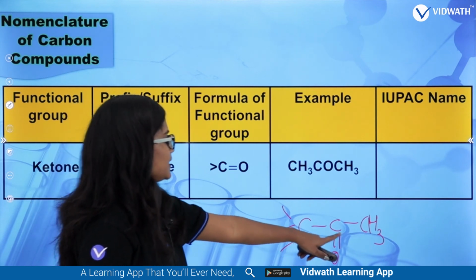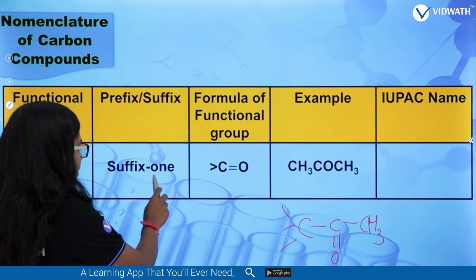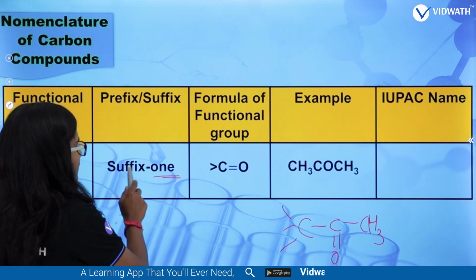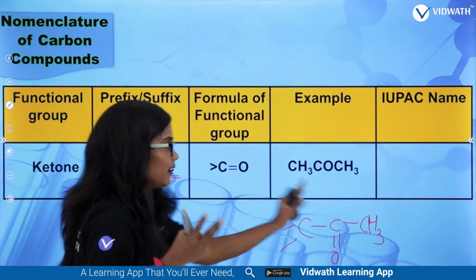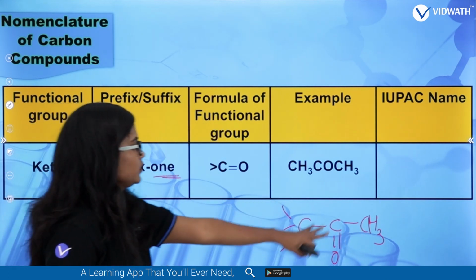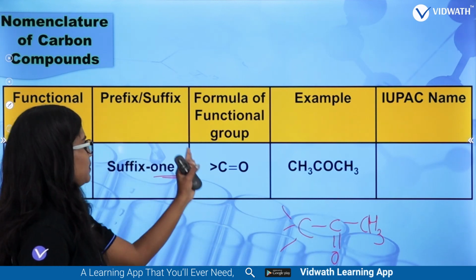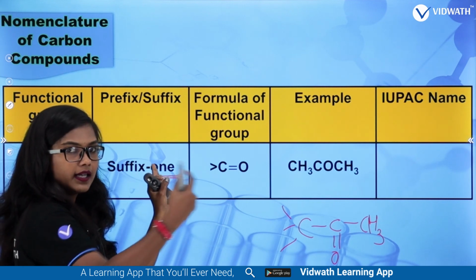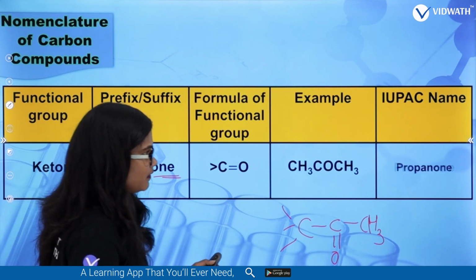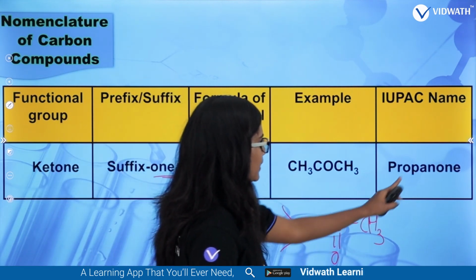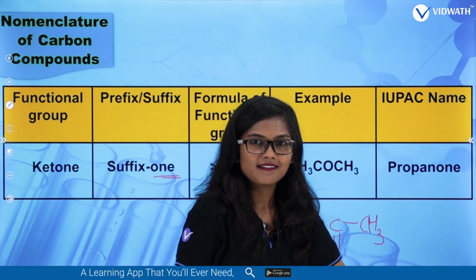So in naming, we use a suffix, on, for ketone. We have 3 carbons, propane. To show that this functional group is present, we name it by adding on in the suffix of the hydrocarbon compound. So what will be the name? 3 are there, propane, and C double bond O, on. That is propanone. Clear? Yes.